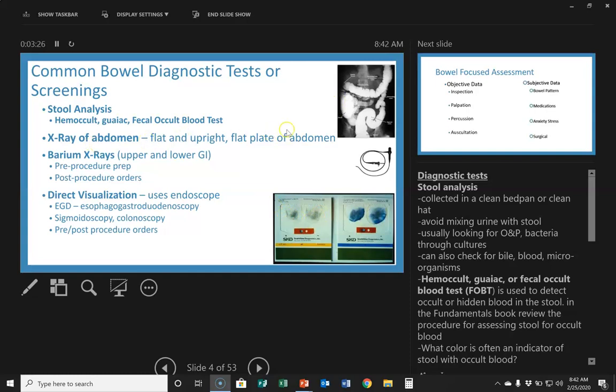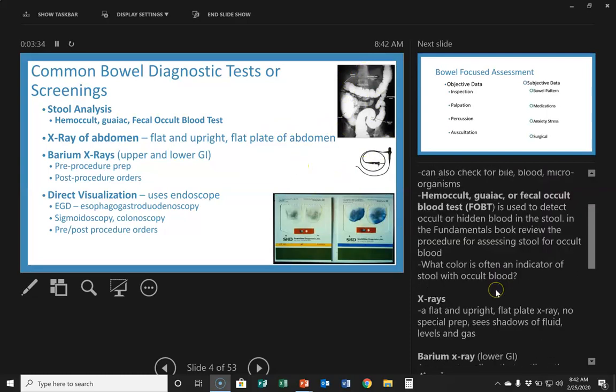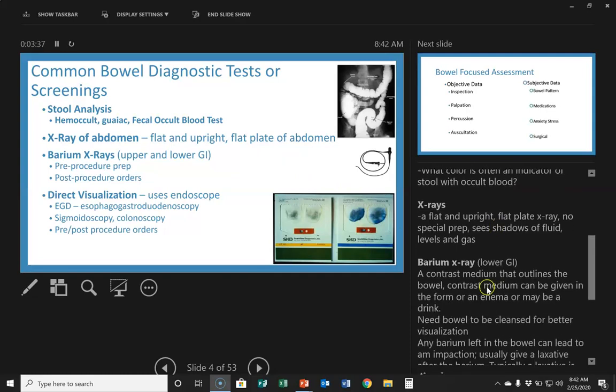And then for x-ray, we can do where we have a flat and an upright, or maybe just a flat abdominal x-ray where we have them lay down and then we have them stand up. It shows the differences and we can tell what's going on. So here we can see there's a bulge here that maybe there's an obstruction. You can also see when it's distended, like this is an abnormal distension of colon.